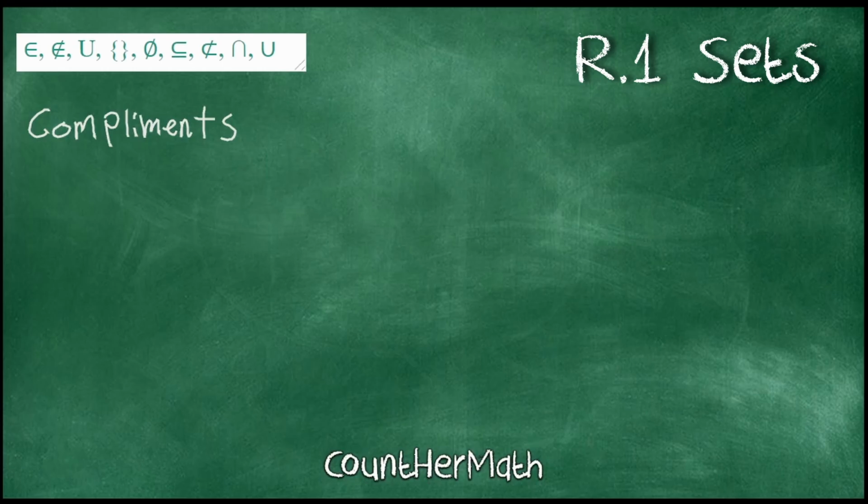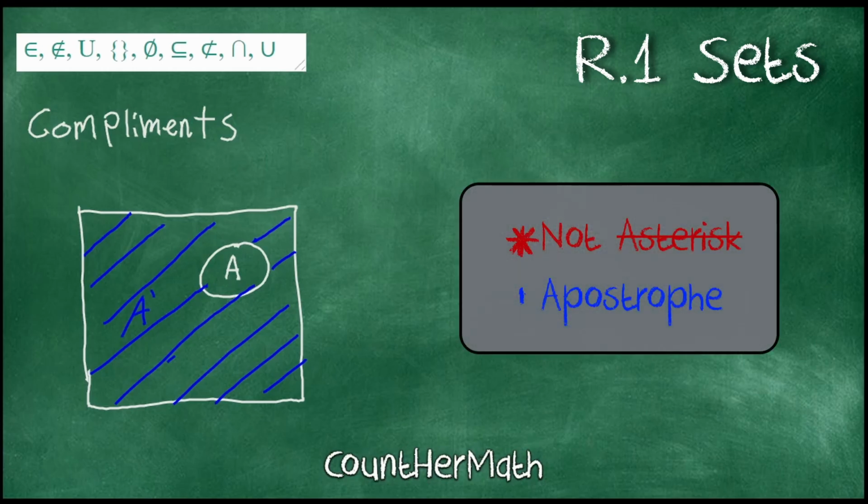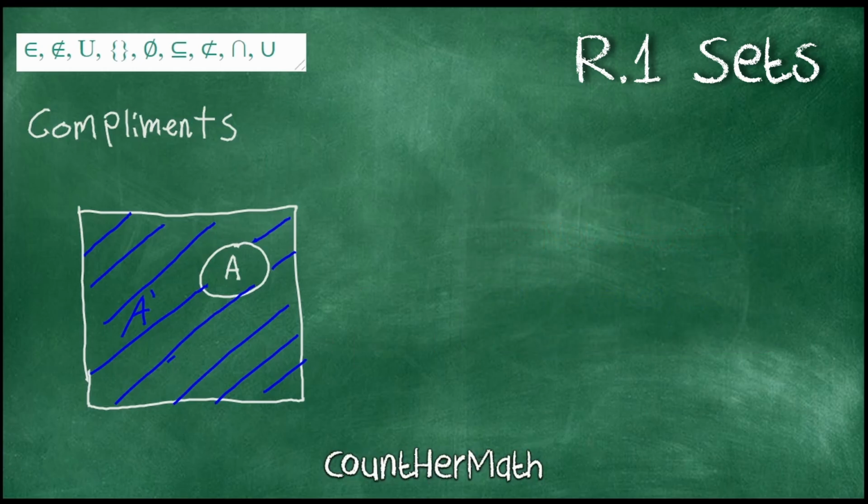Next we'll talk about complements of sets. To have a complement, we first need to have a universal set and some original set within that universal. A complement contains all the elements that are not part of the original set. And we can indicate that a set is a complement with a little asterisk, and we read it as A prime. In set builder notation, a complement looks like this.